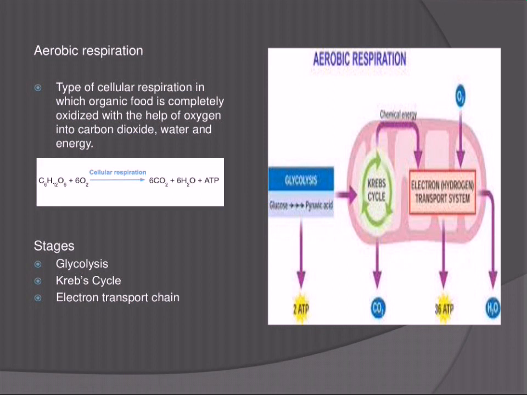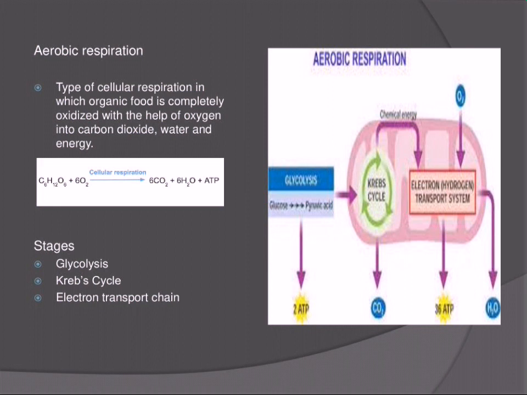Glycolysis is nothing but glucose splitting. It is the breakdown of one molecule of glucose into two molecules of pyruvic acid. As we know, one molecule of glucose contains 6 carbons. So this one molecule of glucose gets split into two molecules of pyruvic acid. One molecule of pyruvic acid contains 3 carbons. So 3 plus 3, 6.